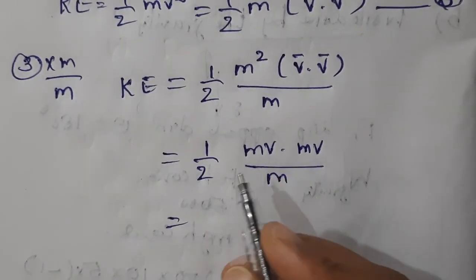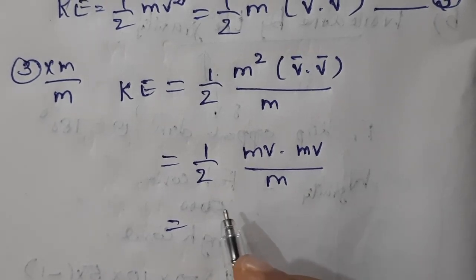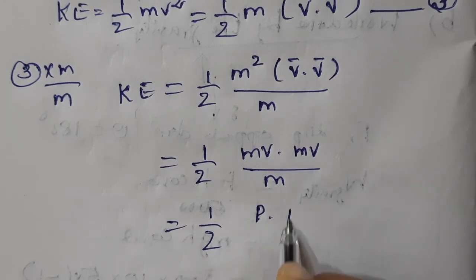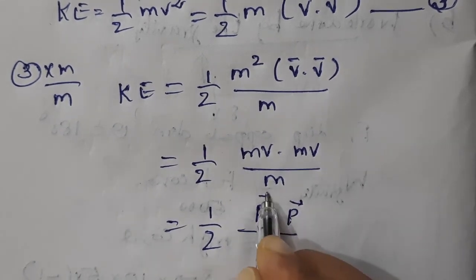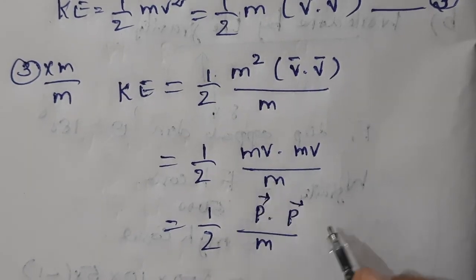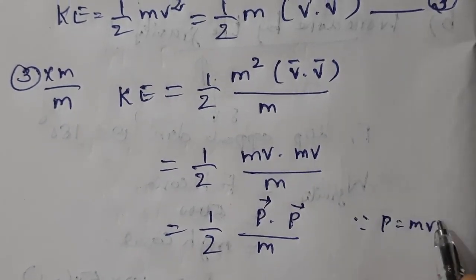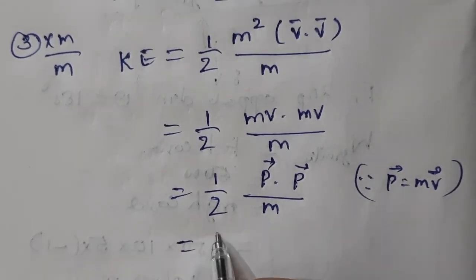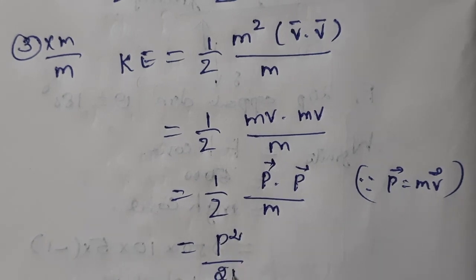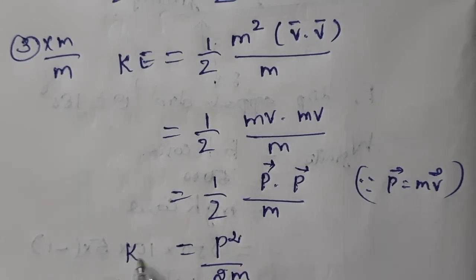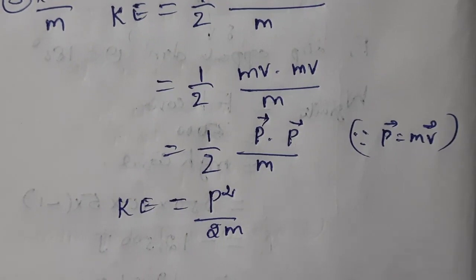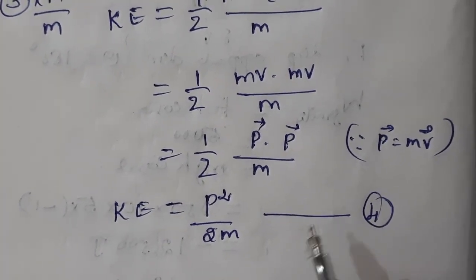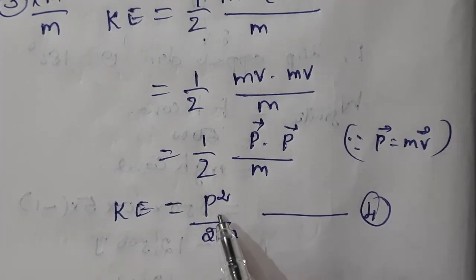Yes, mv is equal to p, or p is equal to mv. So half into p into p, p into p divided by m, since p is equal to mv. So the answer is p square by 2m. Kinetic energy is equal to what? P square by 2m. This is equation number 4, where p is the magnitude of momentum.